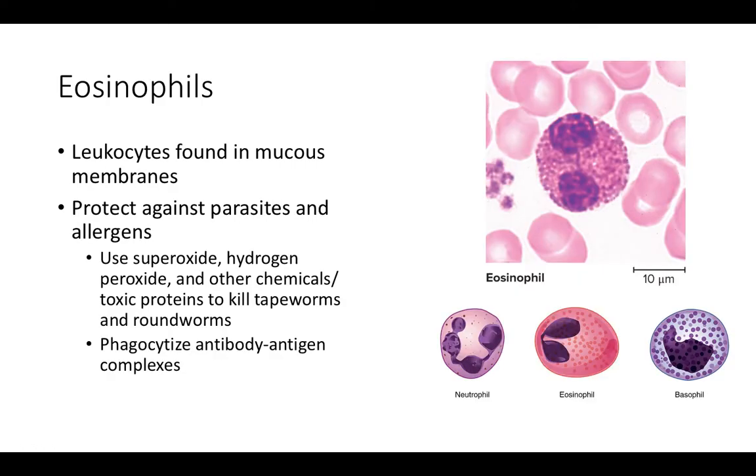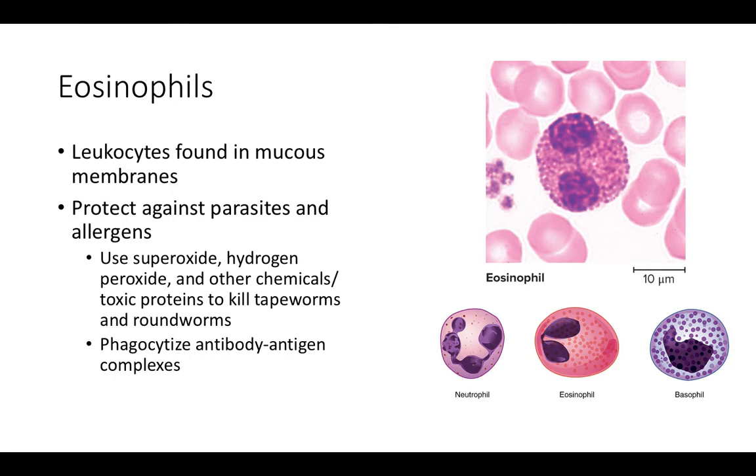Eosinophils are another type of white blood cell that hopefully you guys remember. They are big in protection against parasites and allergens. So we talked about this when we reviewed white blood cells, but they kill tapeworms and roundworms, and they also use sort of the same methods with superoxide, hydrogen peroxide, and other chemicals or proteins that are potentially toxic to these parasites. And they also have the ability to phagocytize or engulf antibody-antigen complexes.